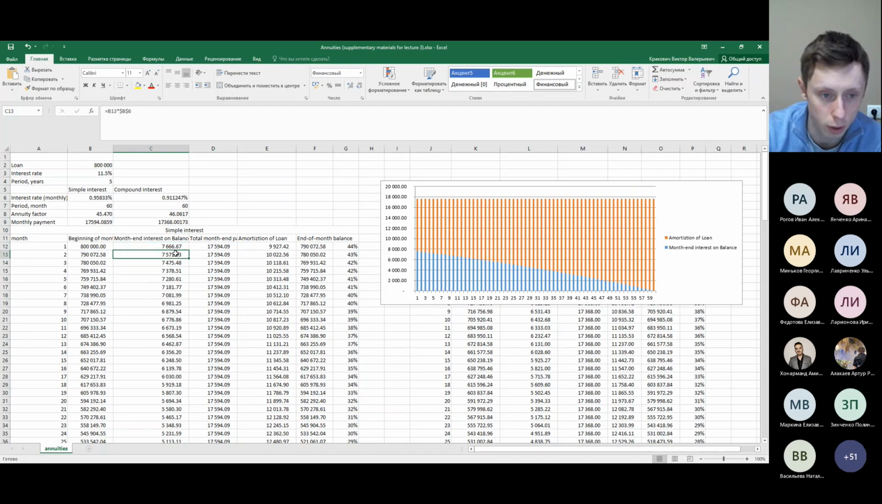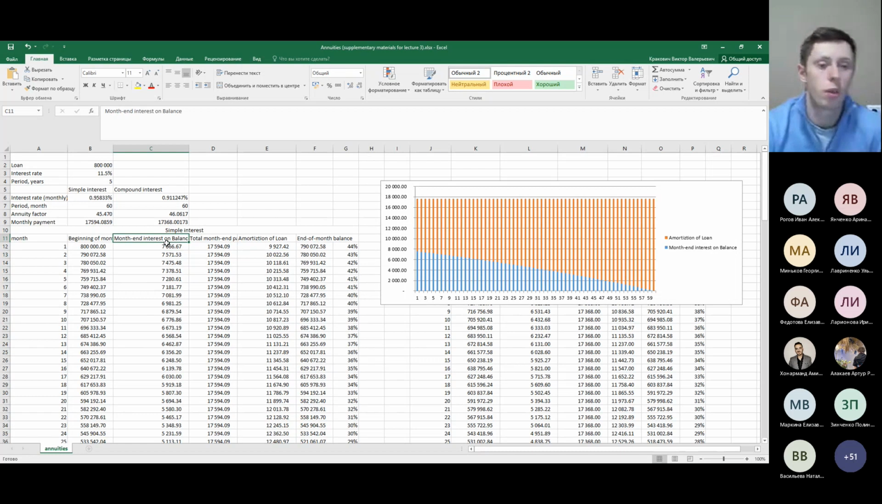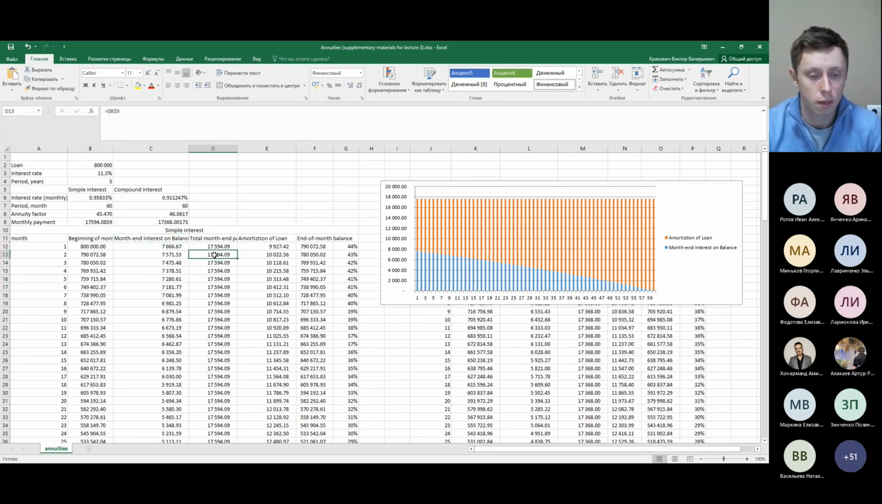It's smaller this time because this is calculated out of this amount. So amortization of the loan is bigger because the sum of those two values, amortization of the loan and payment on the interest, together should make up the annuity payment. So amortization of the loan is getting higher, and the end of the balance.